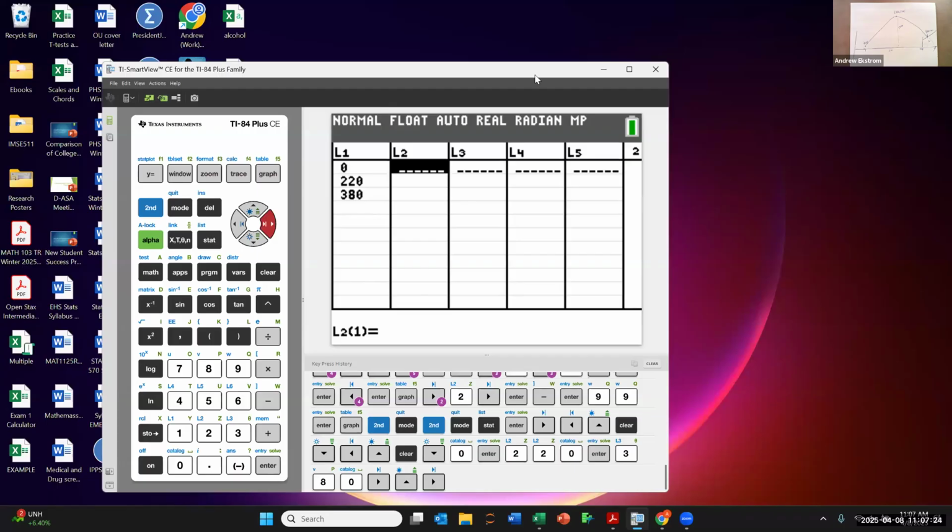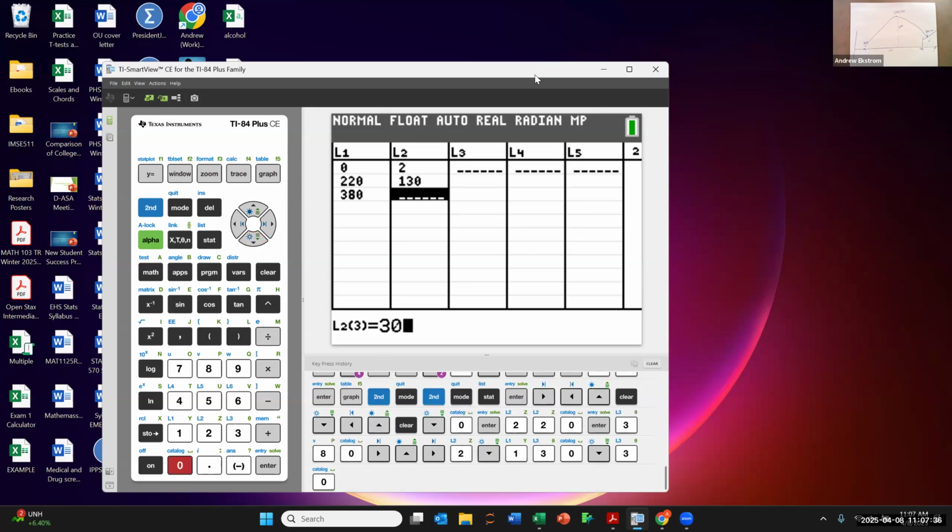Our first Y value started 2 feet above the plate. It went a total height of 130 feet. And then when it landed, it was 30 feet above the ground. I can take those 3 data points.